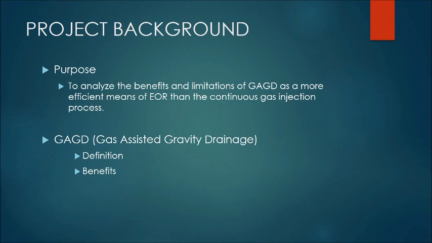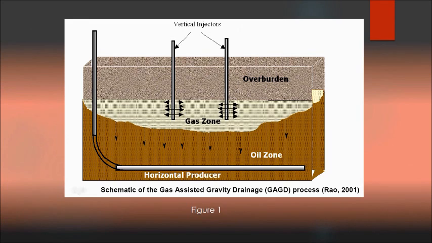Some of the benefits of GAGD are that gas does not compete with oil for flow to the producer. The CO2 segregates at the top, delaying gas breakthrough. Also, there is no increase in water saturation, which mitigates water shielding and increases gas injectivity. The diagram that you see here illustrates the process for gas-assisted gravity drainage.